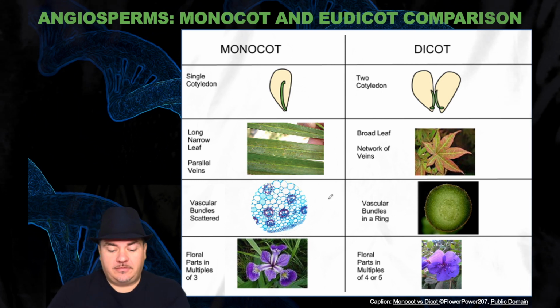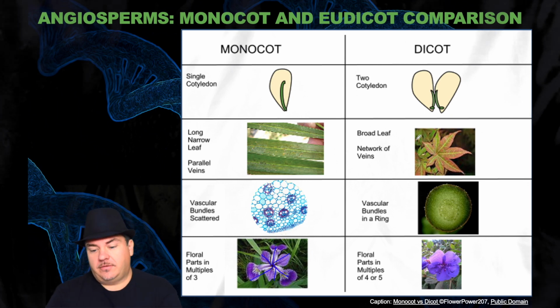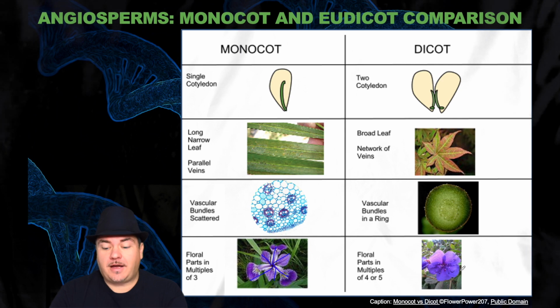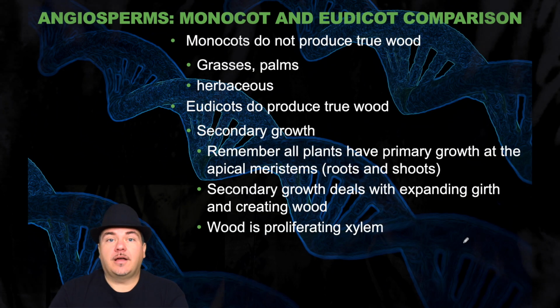The monocots, their flowers occur in groups of three. So you can see there's three here and then three here, the petals of that flower. Whereas the eudicots, the flower parts occur in multiples of four, usually five. Other differences, monocots do not produce true wood. Monocots are grasses, palms, or herbaceous. Eudicots do produce true wood.